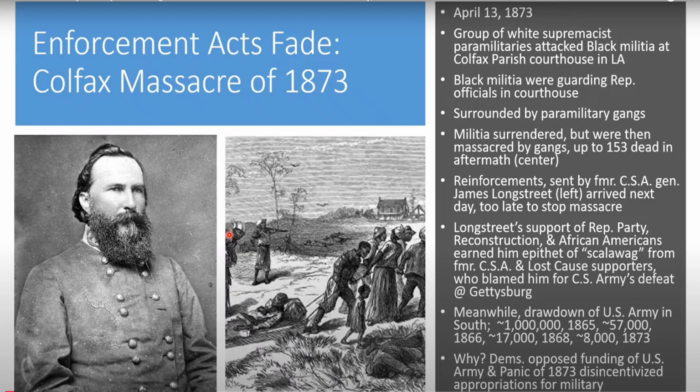And as I said, the Union Army is being drawn down throughout this period. By 1873, there are perhaps 8,000 U.S. Army troops in the South. This money is needed elsewhere because of the economic panic. The Army is needed elsewhere, and of course, Democrats in both the South and the North oppose funding the military because it's being used in the South to support things they don't want.